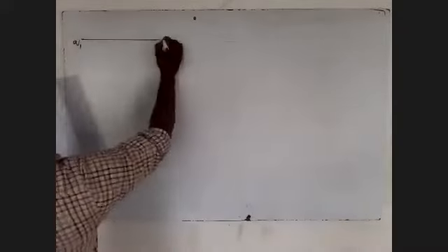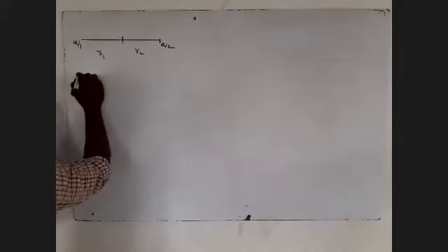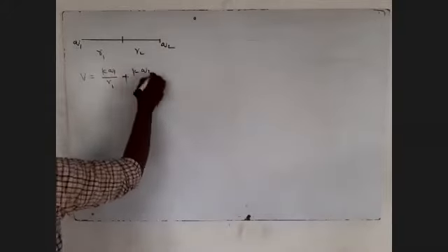Okay, so next model. This is model one. Q1 already explained to you. This is Q2, and the distances are R1 and R2. So V is equal to K Q1 by R1 plus K Q2 by R2.